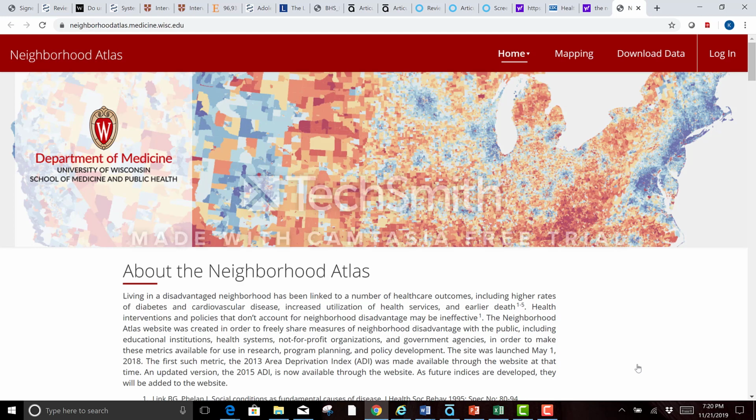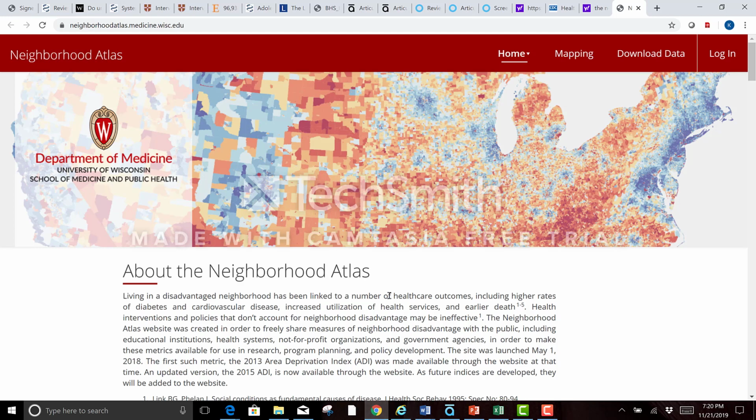Basically, living in a disadvantaged neighborhood has been linked to a number of healthcare outcomes, including higher rates of diabetes, cardiovascular disease, increased utilization of health services, and earlier death. So health interventions and policies that don't account for services within neighborhood disadvantages may be ineffective.